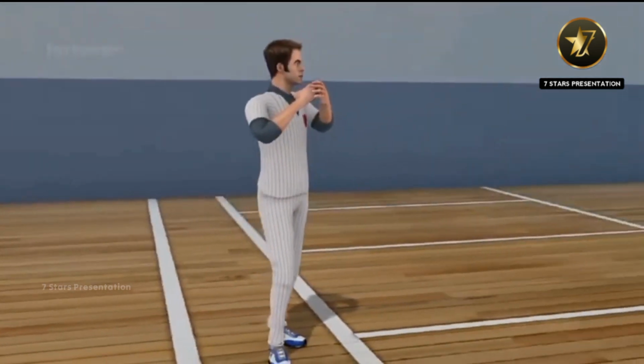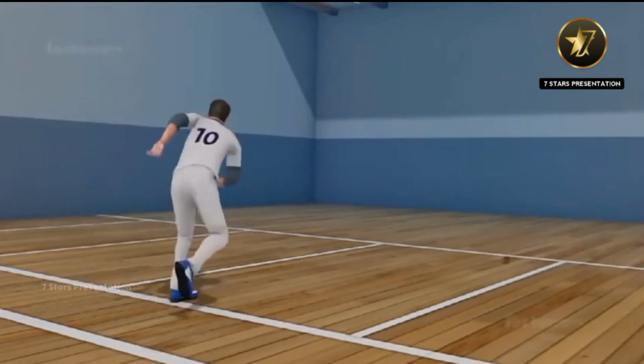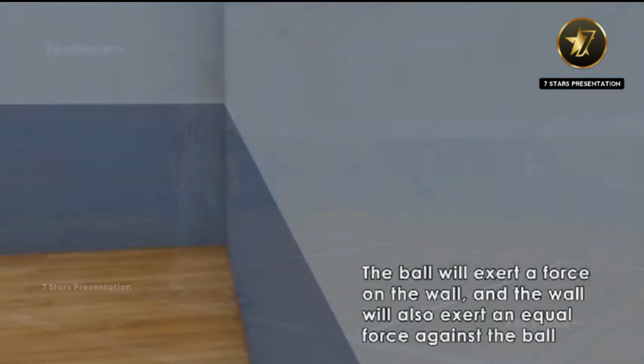We can also see the third law in action. If we were to throw one of these balls against a wall, the ball will exert a force on the wall, and the wall will also exert an equal force against the ball.